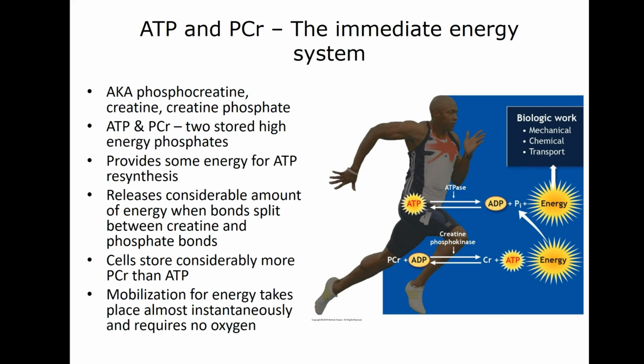PCR is an additional stored high-energy phosphate that helps in the reproduction of ATP. It provides some energy for the resynthesis to take place. It releases a considerable amount of energy when the bond splits between the creatine and the phosphate bonds. That's what you can see happening here in your picture. Cells are able to store considerably more PCR than ATP, and that's helpful when we need to replenish the ATP anaerobically. The mobilization for energy takes place almost instantaneously and therefore requires no oxygen.